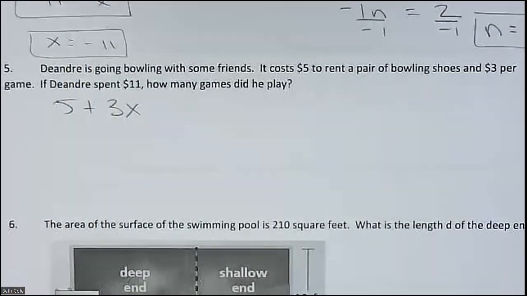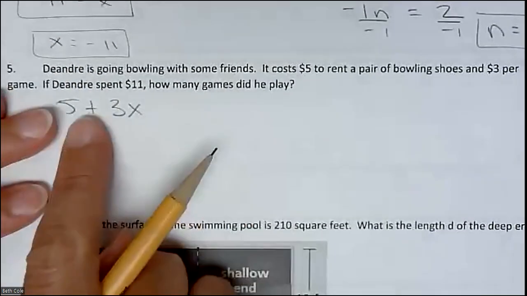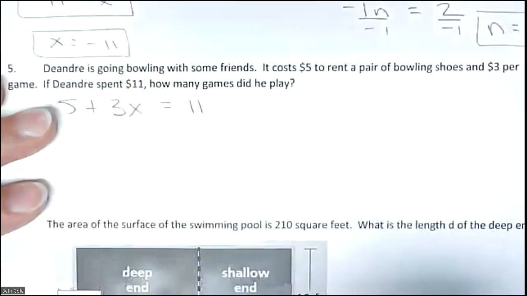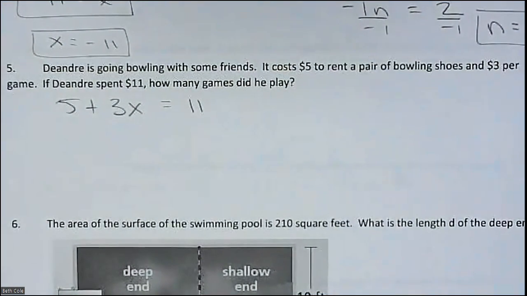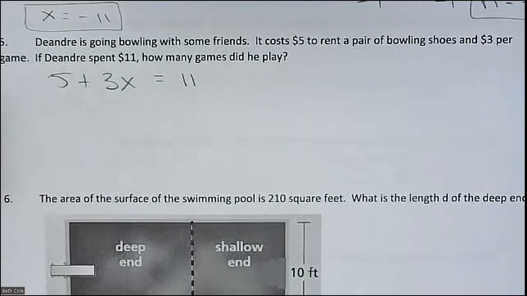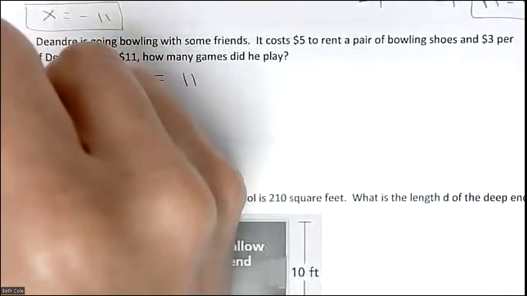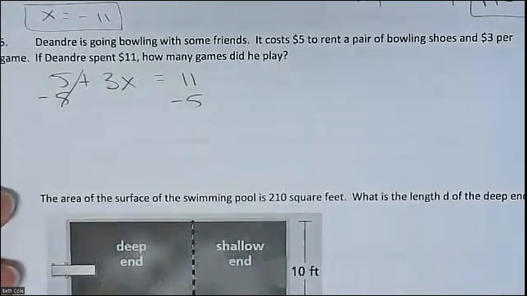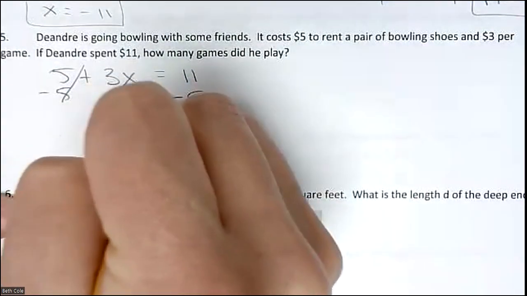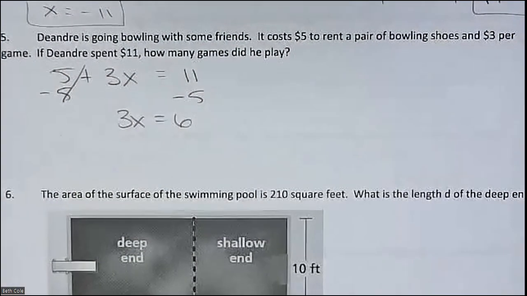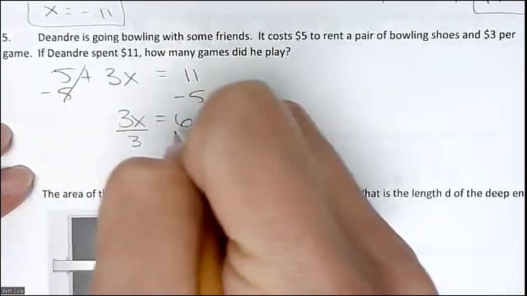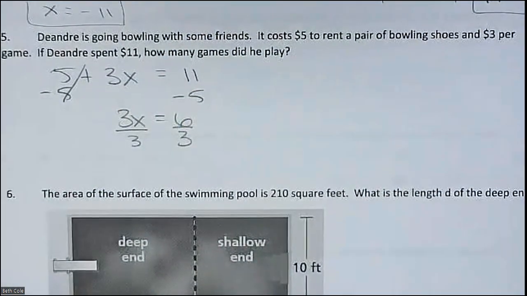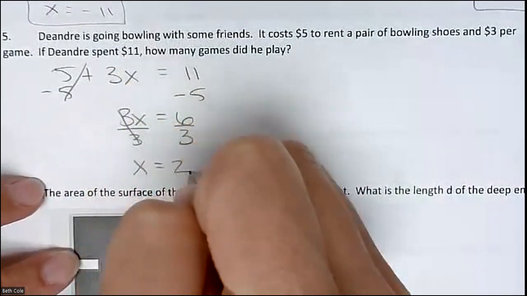Now it says he spent $11. So this is the new part. We've done that before. We're going to take this and make it equal 11. And then we're going to solve that. So again, you're undoing what's there. You would need to do what first? Subtract 5. So that would give you 3x equals 6. And then what's your last step? Divide by 3. So you're going to get x equals 2.